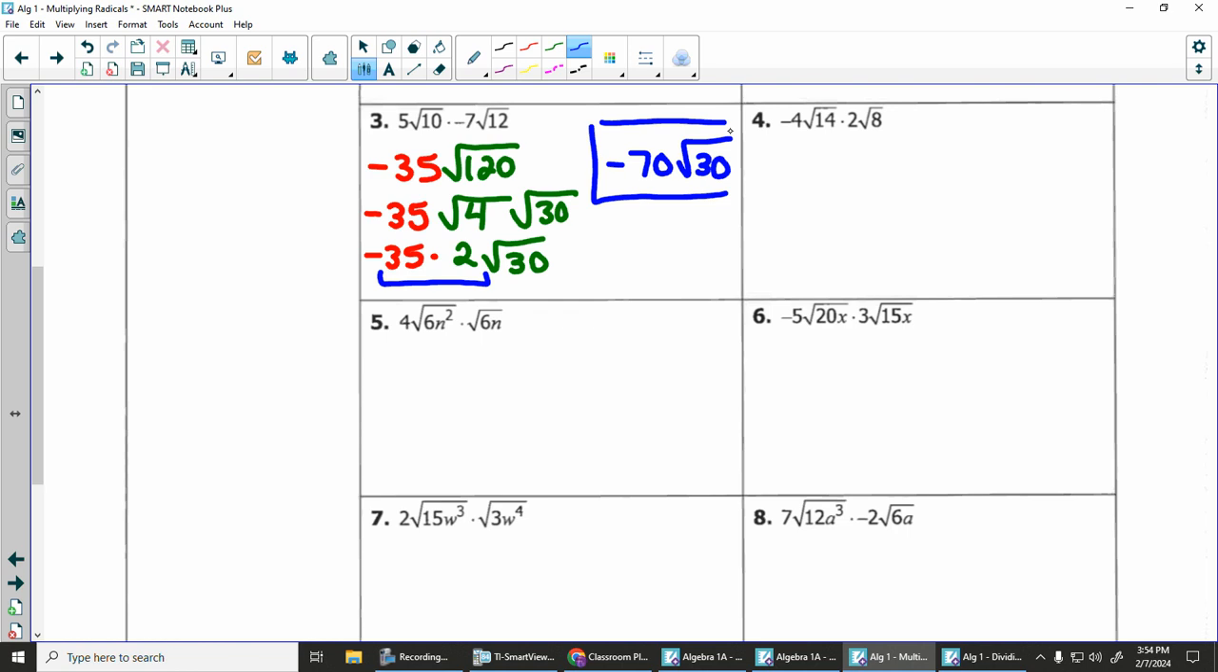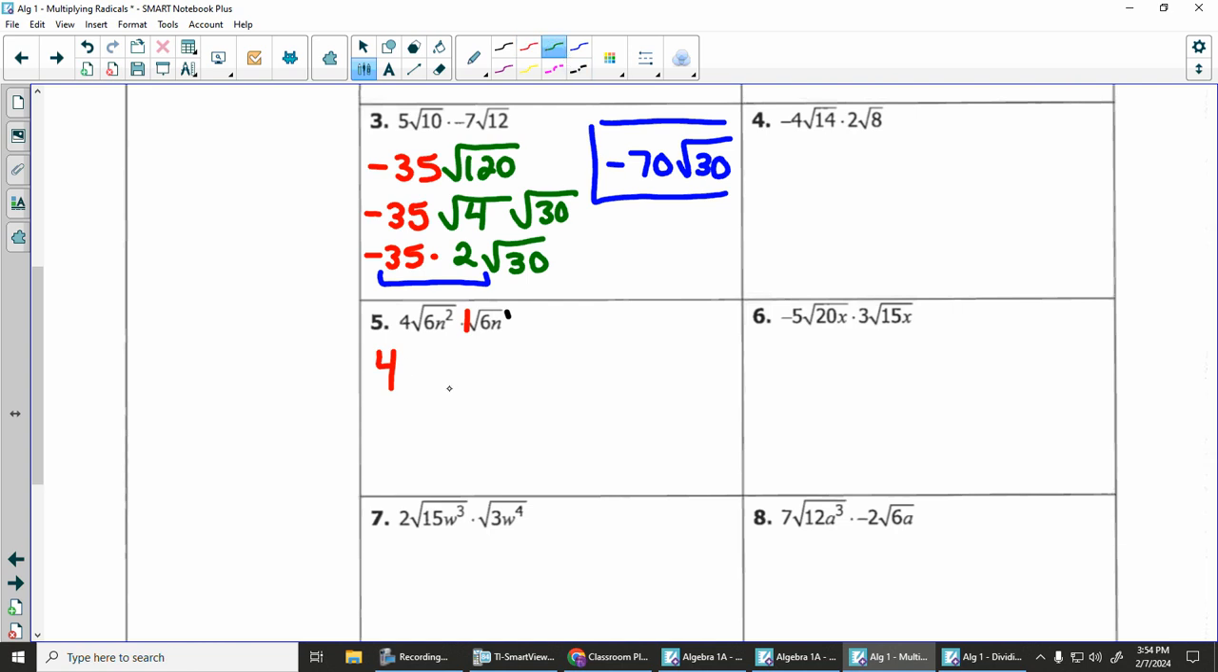Now, they can do this with variables as well. So if you take a look at number 5 here. First of all, remember that this n is to the first power, okay? And I'm going to take the same approach. This second radical, that square root of 6n, that's really a 1 as the coefficient in front, okay? So first we're going to multiply the coefficients. 4 times 1 is 4.